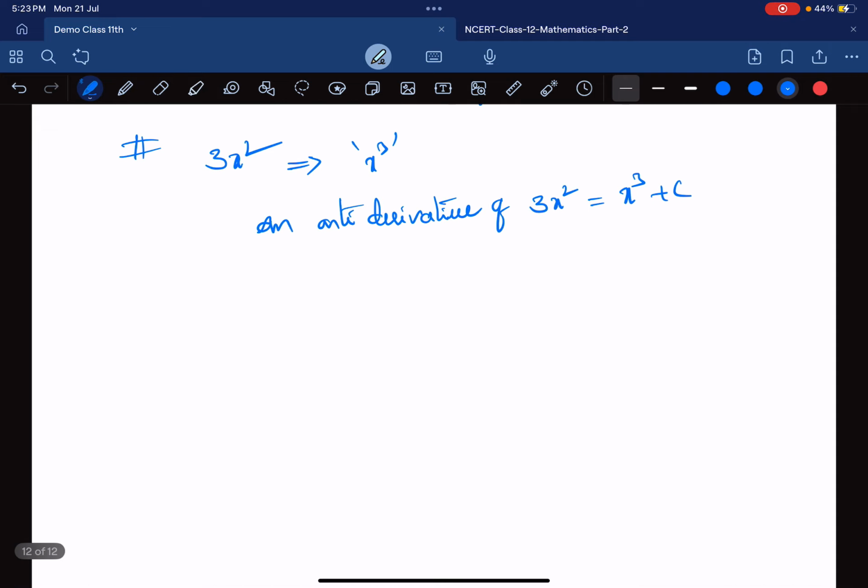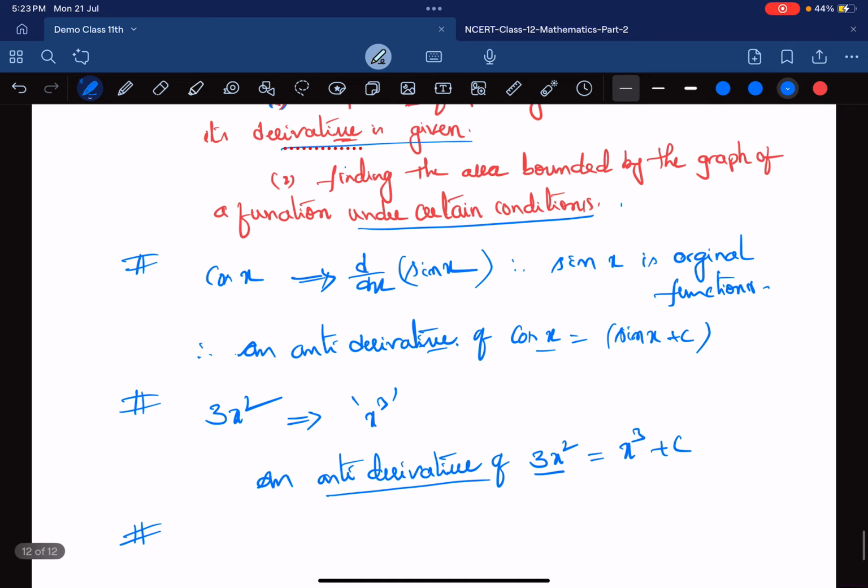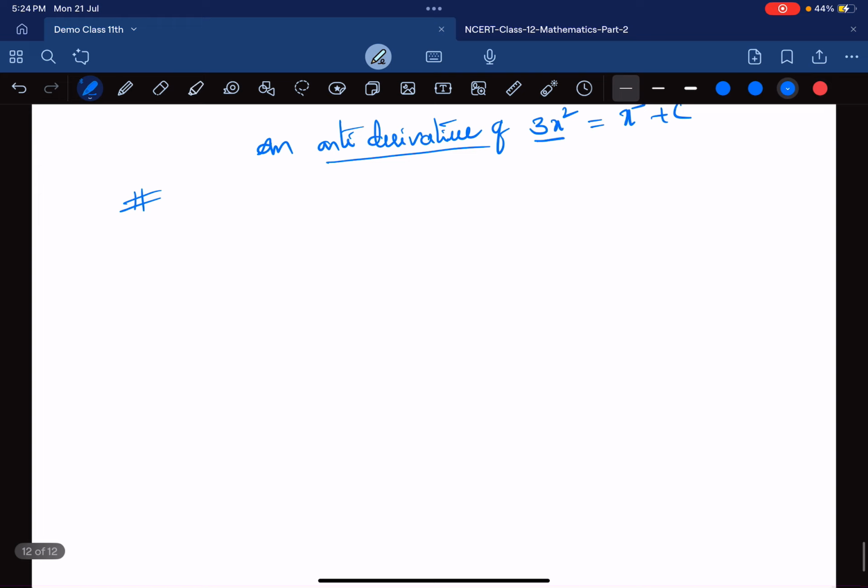So in these cases, the derivative functions are given to find the original function. In this case, we are using integral calculus, so we call it an antiderivative. Antiderivative of 3x square is x cube plus c. Now let us see the second case: finding the area bounded by the graph under certain conditions.